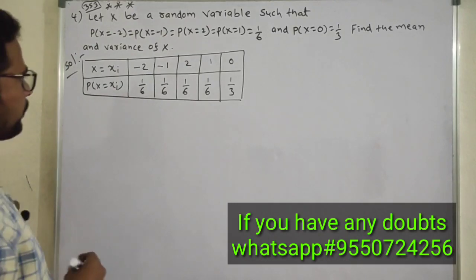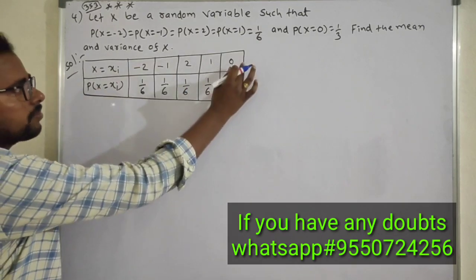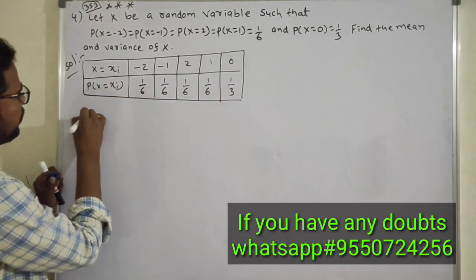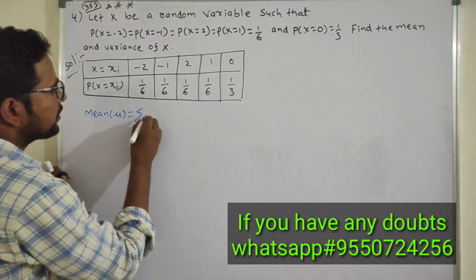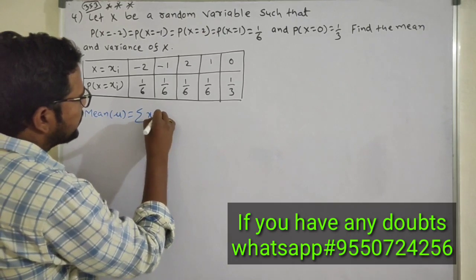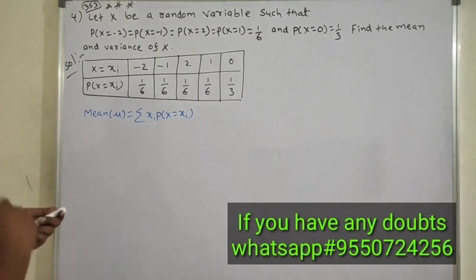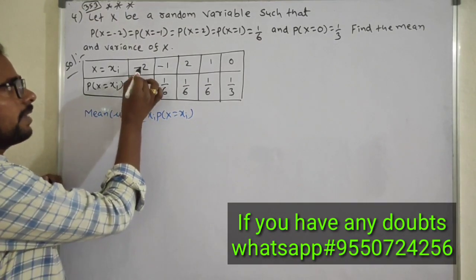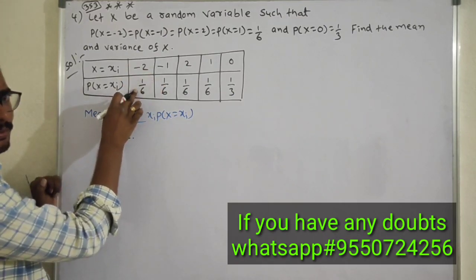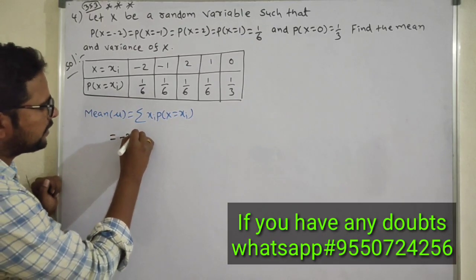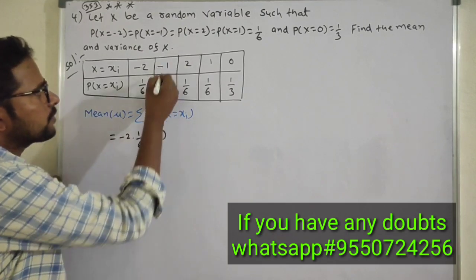What is the formula for the mean? So these are all outcomes, these are probabilities. Mean mu is equal to summation of xi into P of X equals xi. Now substitute values. What is the first outcome? Minus 2, into probability of minus 2, 1 by 6, plus next outcome minus 1, into probability of minus 1, which is 1 by 6.